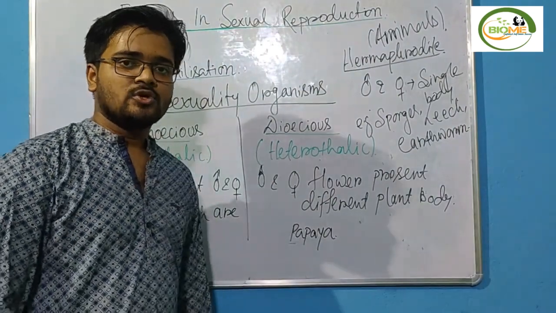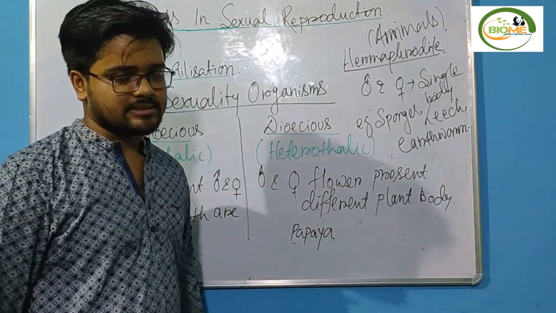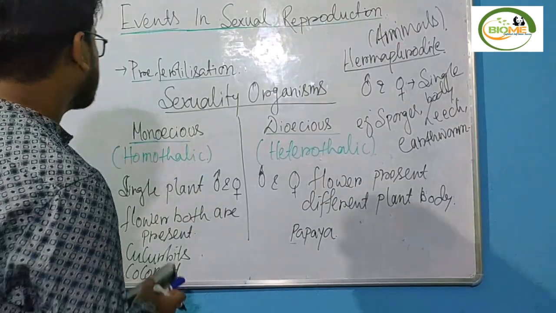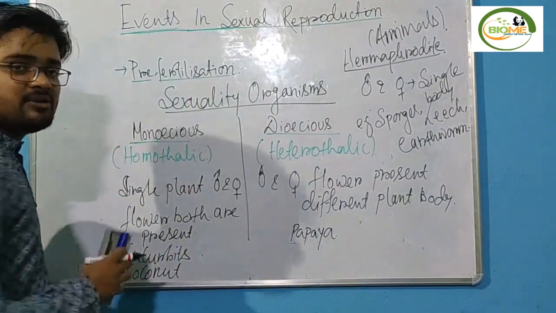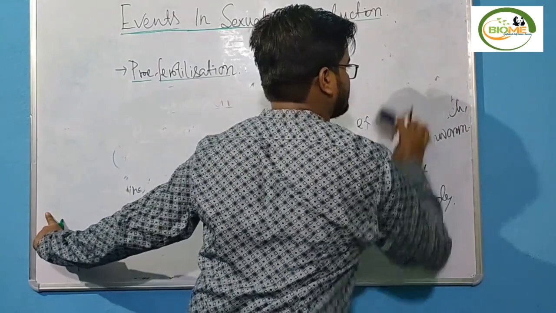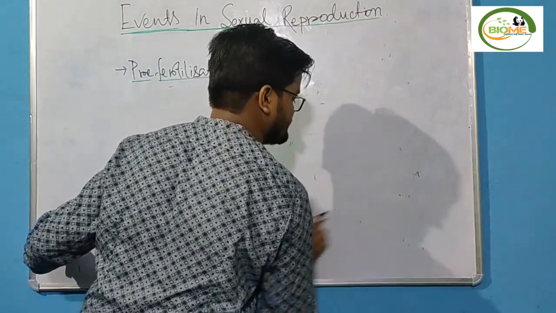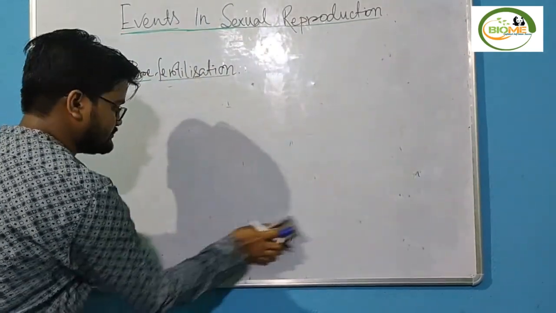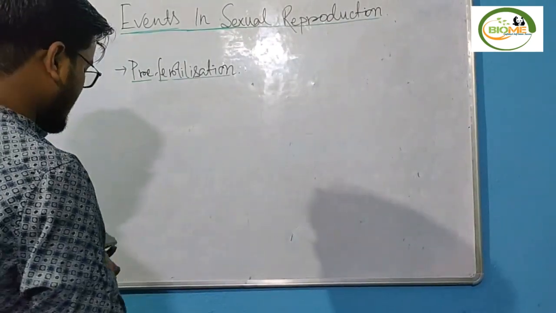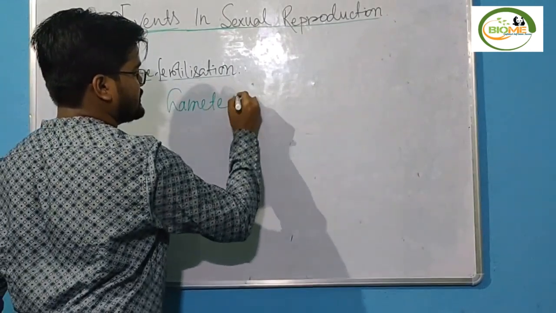Hermaphrodite. Clear? So these are all the events of the pre-fertilization under the point gametogenesis. Now we will focus on gamete transfer. We will focus on gamete transfer. That is the second point of this pre-fertilization period. So it starts with gamete transfer.